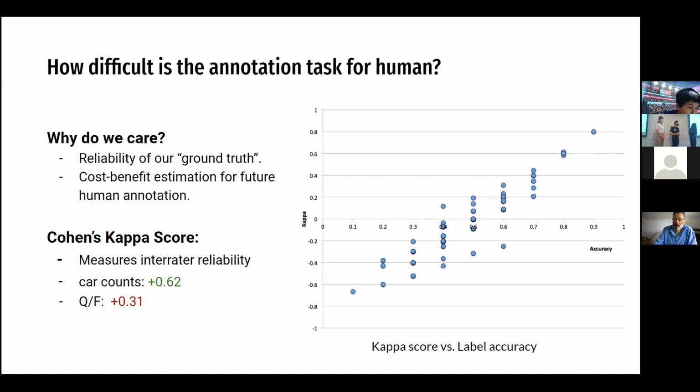It turns out that for our car counts, we have around 0.62 for the score, and that maps to around 0.8 label accuracy, which is quite high. And for queue versus free flow state, it maps to around 0.5 or 0.6, but it is relatively low, and it suggests that the traffic state of queue versus free flow is actually very subjective.